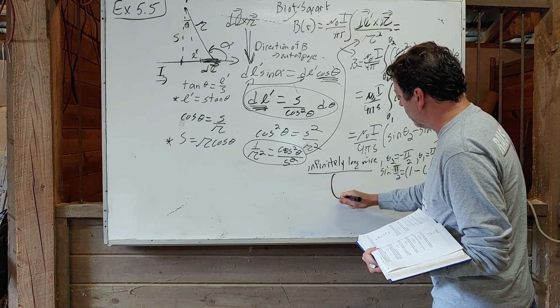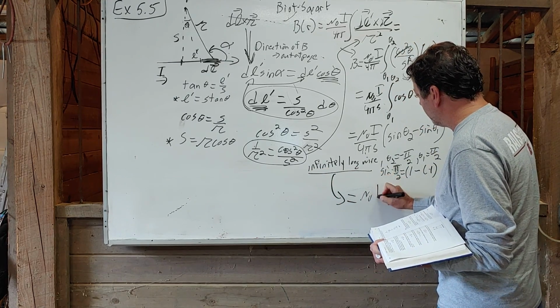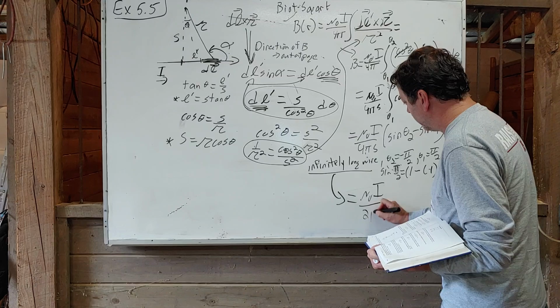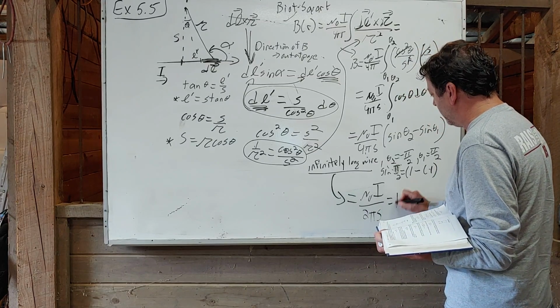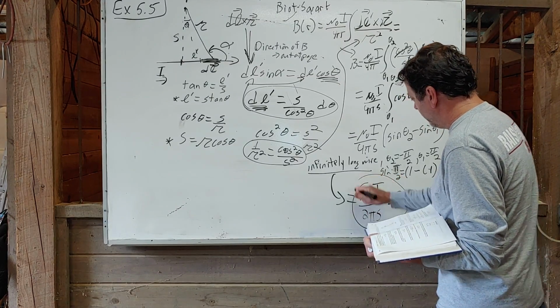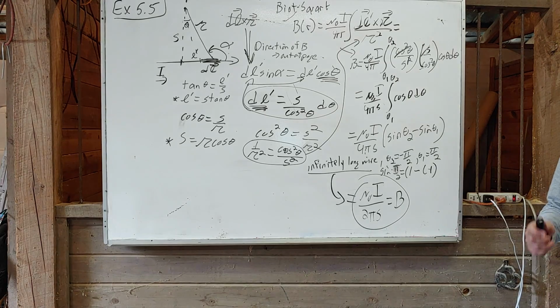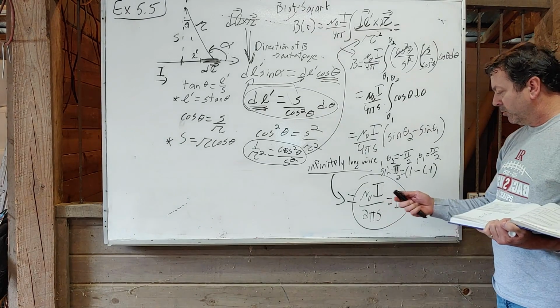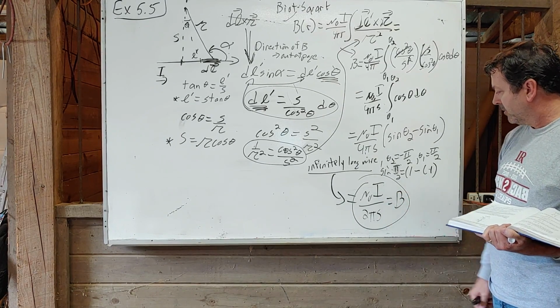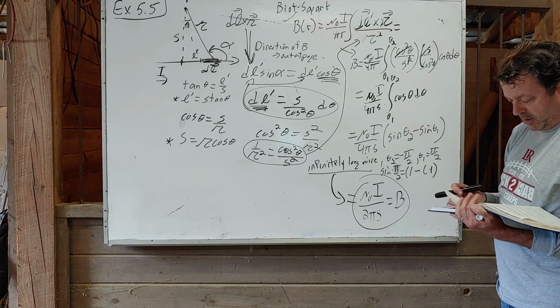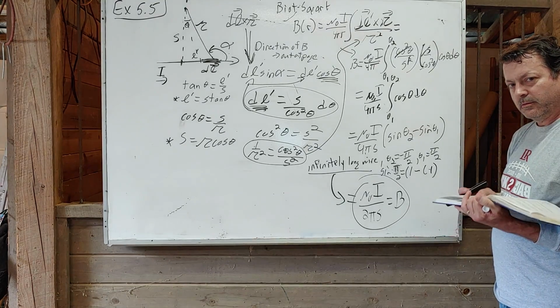So for an infinitely long wire, something you've seen before, mu naught I over 2 pi s is the B field. You might have seen that as R if you remember from when we did 212. But it works out the same. All right, so questions there.